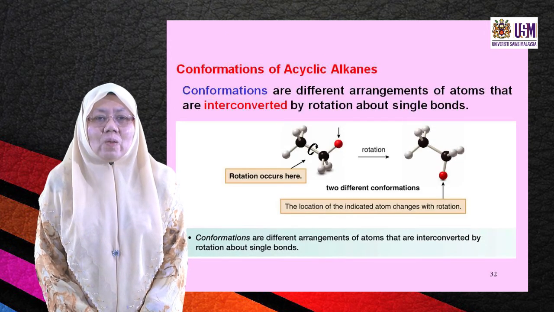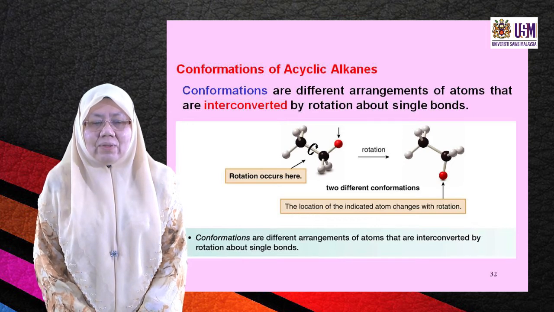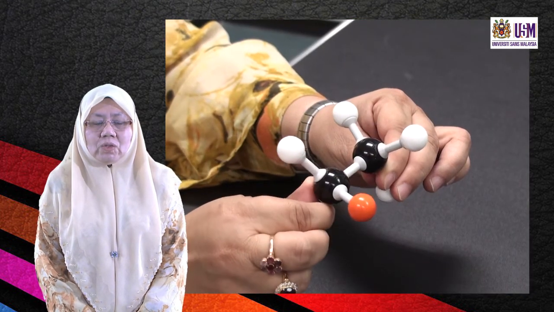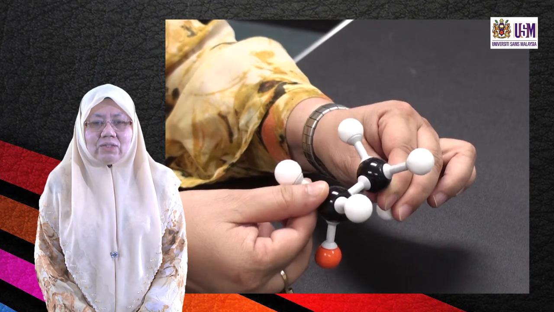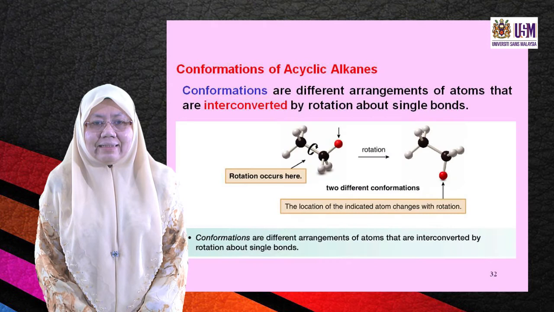Let us now look at conformations of acyclic alkanes. Conformations are different arrangements of atoms that are interconverted by rotation about single bonds. We look at the example given. Between the carbon-carbon atoms, there is free rotation. So there are actually two different conformations. One we call the staggered conformation, and the other is the eclipse conformation.